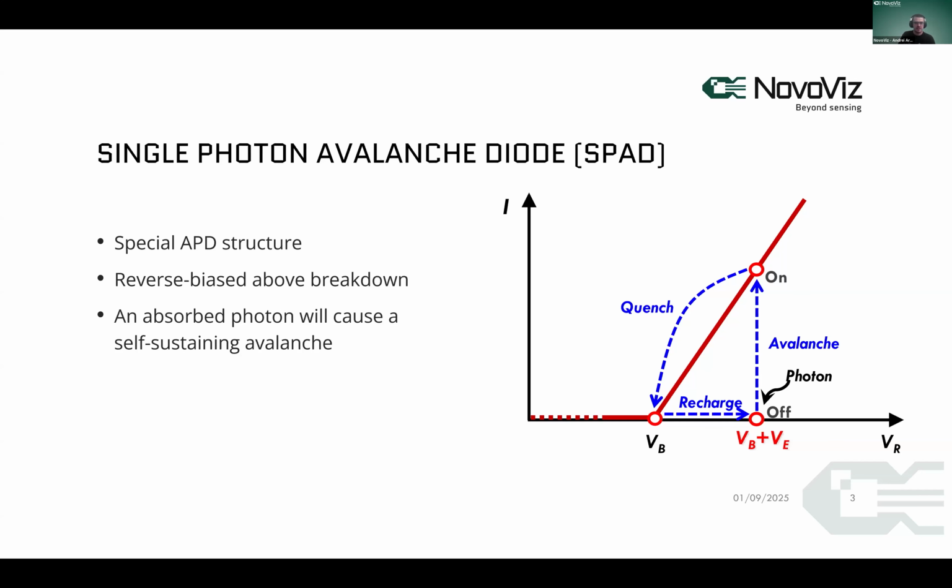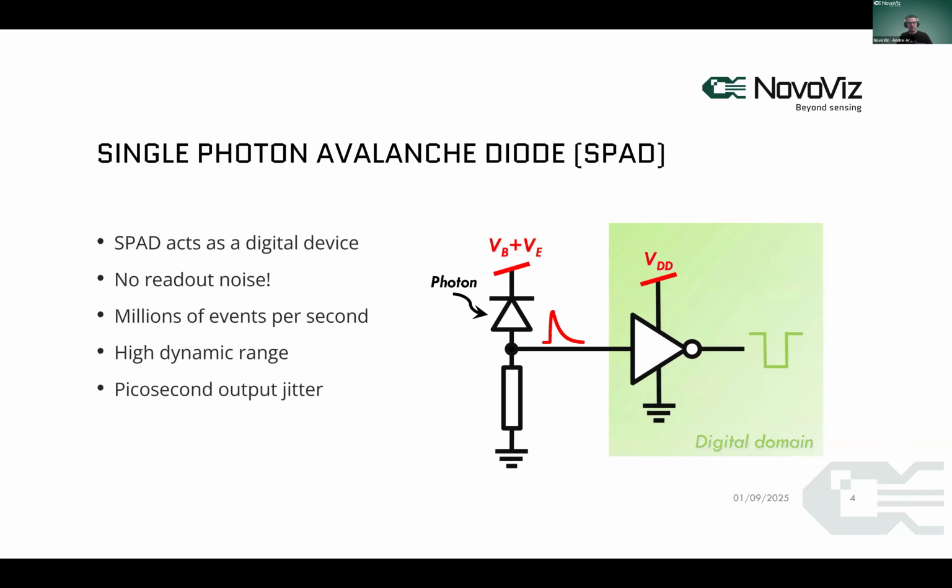And the way we interface with them is by putting a very simple inverter after it and essentially transforming the SPAD into a digital device, because that pulse is directly converted into the digital domain, which means there is no readout noise in these devices. We only have dark counts. And like I mentioned, this process is very, very fast.